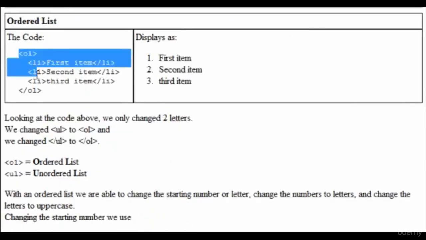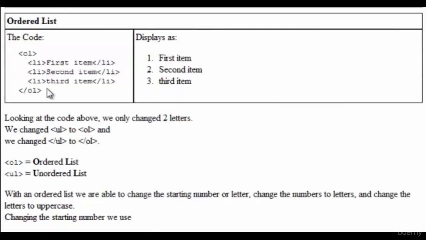Now let's take a look at our ordered list. If we take a look at the code up here, it is the exact same as our unordered list, with the exception of two letters. We change the U's to O's instead. And OL stands for ordered list. UL is unordered list. And what an ordered list will do is, instead of giving you bullets or squares or disks, it will display your list numerically. 1, 2, and 3.